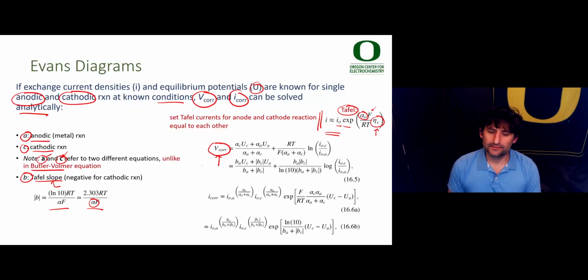We'll go through this. The corrosion current can also be calculated as soon as you know the corrosion potential, and that's given here in this equation 16.6b. So that's all I'd like to discuss today, and I'm looking forward to going through some of this with you in class soon.